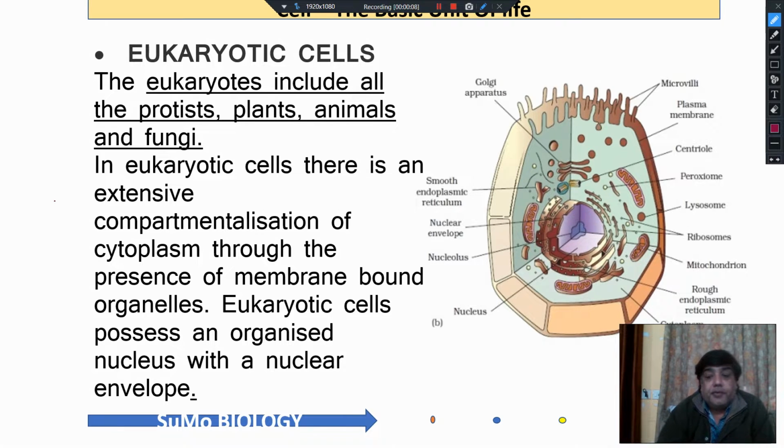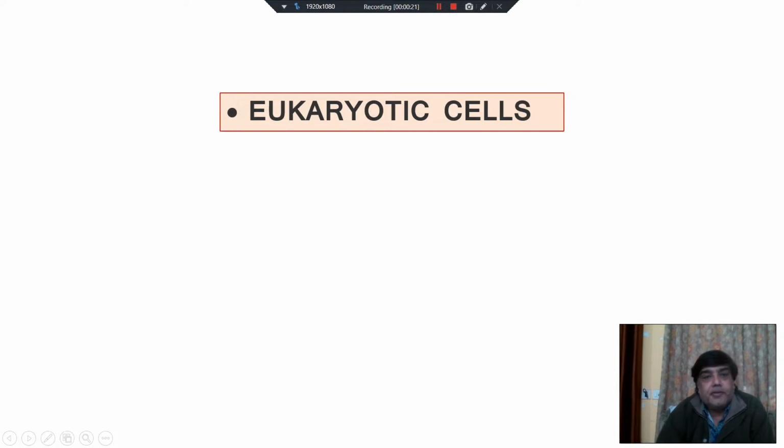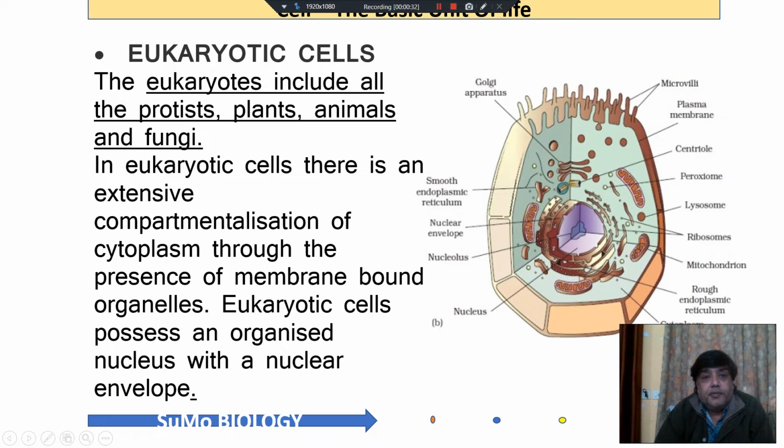तो हम लोगों ने चैप्टर चालू किया है सेल द यूनिट ऑफ लाइफ। We have started chapter number 8, class 11 biology, Cell: The Unit of Life. In the last lecture we have discussed about prokaryotic cell. In this lecture we are going to discuss eukaryotic cell. Okay, so let's begin with eukaryotic cell.